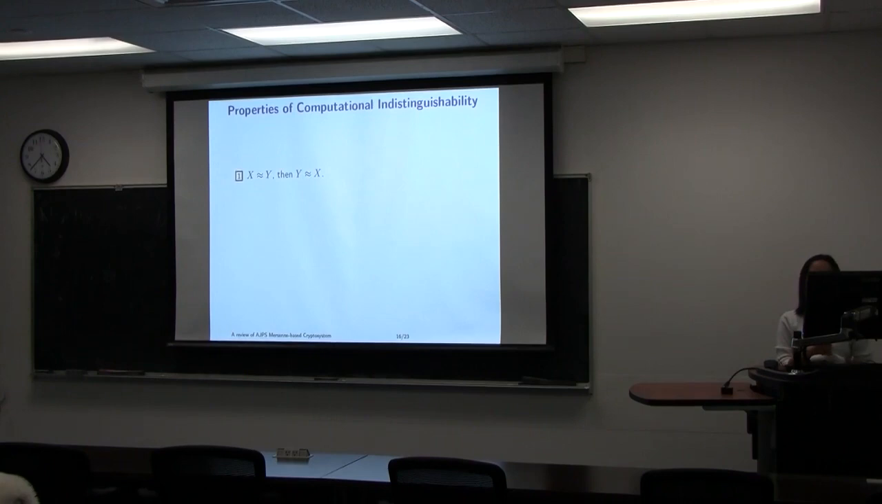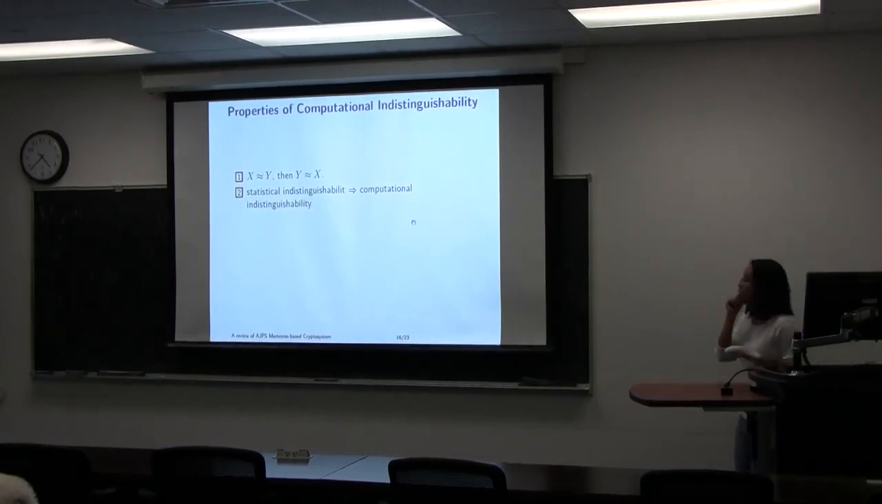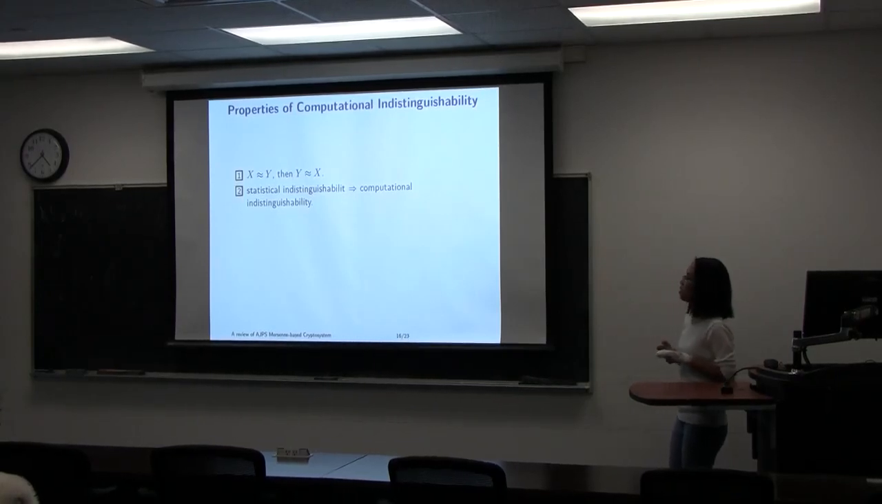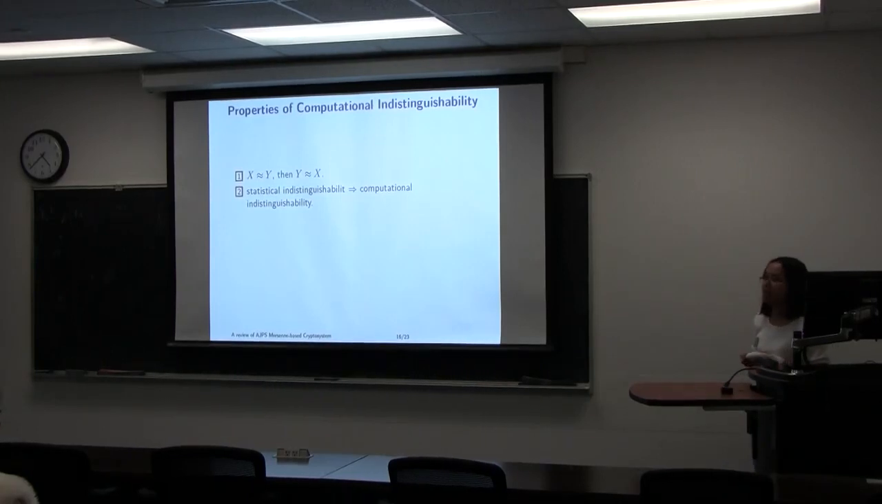They have some property of this notation. So if x and y are indistinguishable, then y and x are also indistinguishable. If we have statistical indistinguishability, we can imply computational indistinguishability. So to prove statistical indistinguishability, we need to compute the statistical distance, and then the statistical distance is very small. Okay.